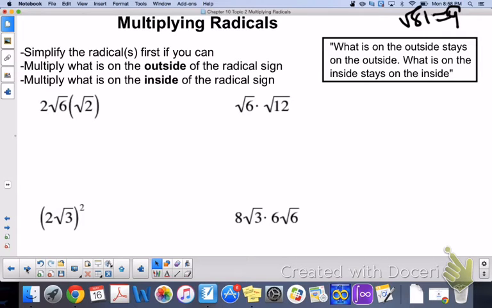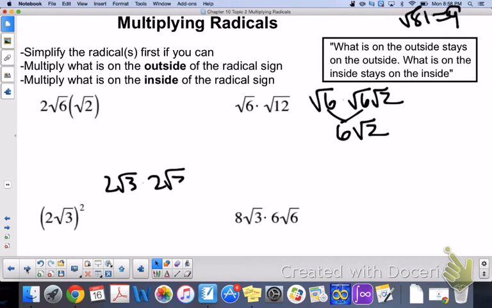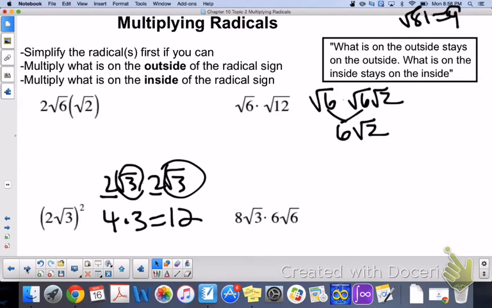So back to root 6 times root 12. Root 12 can be written root 6 times root 2, and then root 6 times root 6 is 6, so you get 6 root 2, which is the same thing we got the other way, just 2 different ways to do it. Going on to 2 root 3 squared: 2 root 3 times 2 root 3. We'll multiply what's on the outside, 2 times 2 is 4. Multiply root 3 times root 3. Root 3 times 3 is root 9, which is just 3. So 4 times 3 is 12. That's it for that one.